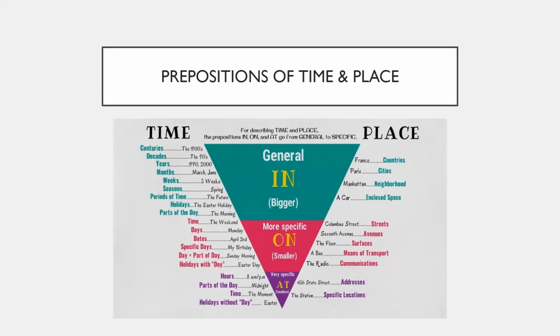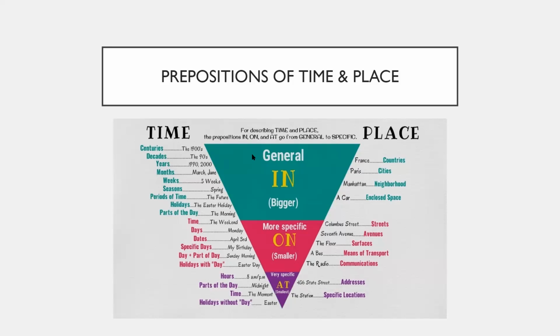Okay. All right. So this is grammar, prepositions of time and place. Now, okay, look at this infographic carefully, because it will help you a lot when you write your essay. Okay, so here we have time and place. We have three: in, on, and at. Now, the first level of the pyramid is in. In means it's general. You use it when you talk about general or bigger things.